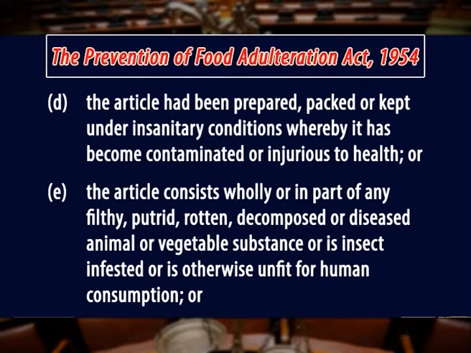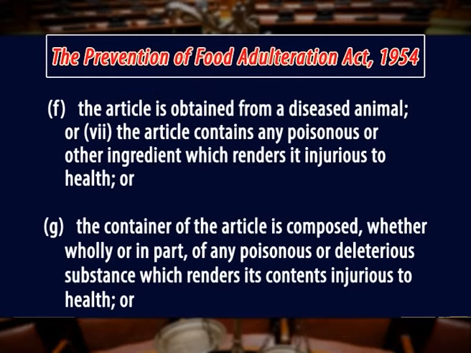Or (d) the article has been prepared, packed or kept under insanitary conditions whereby it becomes contaminated and injurious to health; or (e) the article consists wholly or in part of any filthy, putrid, rotten, decomposed or diseased animal or vegetable substance, or is insect infested or is otherwise unfit for human consumption; or (f) the article is obtained from a diseased animal; or (g) the article contains any poisonous or other ingredients which renders it injurious to health; or (h) the container of the article is composed, whether wholly or in part, of any poisonous or deleterious substance which renders its contents injurious to health.